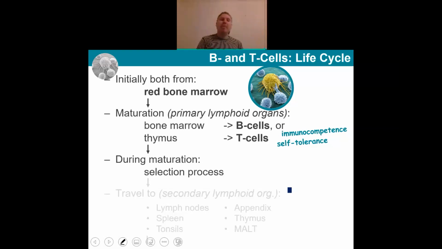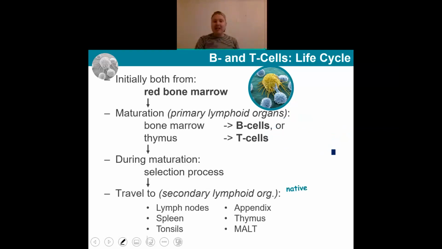So during this maturation process within the bone marrow or thymus, there's a selection process. And certain B cells and certain T cells are selected based on their ability to do these two things. And then they travel to the secondary lymphoid organs, wherever the places of the lymphatic system that we covered earlier on: the lymph nodes, spleen, tonsils, appendix, thymus, Peyer's patches, and so on.